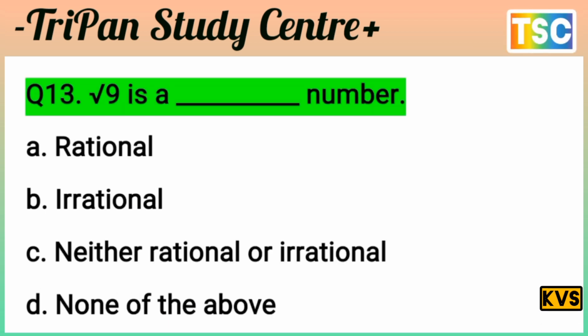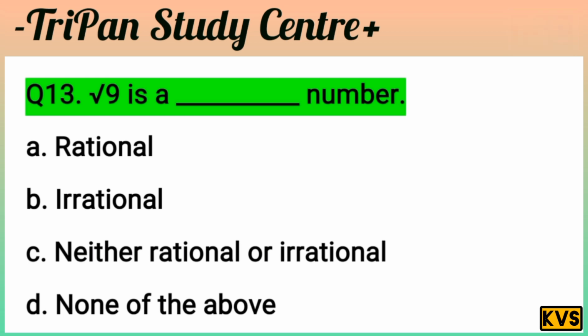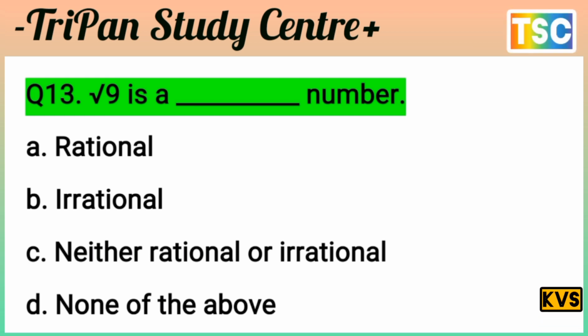The question is on the screen, that's important. Under root 9 is a dash number. The question is clear here. The options: A, rational number; B, irrational number; C, neither rational nor irrational; and D, none of the above.